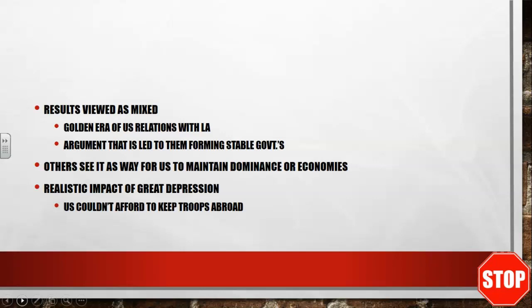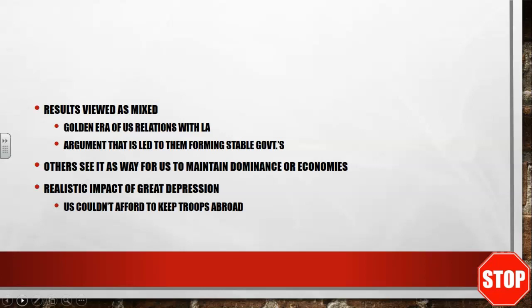It's also an argument that this is going to allow these Latin American states to form stable governments, something that ultimately probably would not have happened nearly as quickly if it were not for the Good Neighbor Policy. Others see it simply as a way of the United States trying to maintain dominance over their own economy. So if the United States gets all these countries to be really heavily reliant on the American economy, the United States has a lot of bargaining power over these countries and can really get what they want. Realistically, the impact of the Great Depression kind of kept the United States from getting involved anyways, because the United States couldn't afford to send troops into these Latin American countries, even if they wanted to.